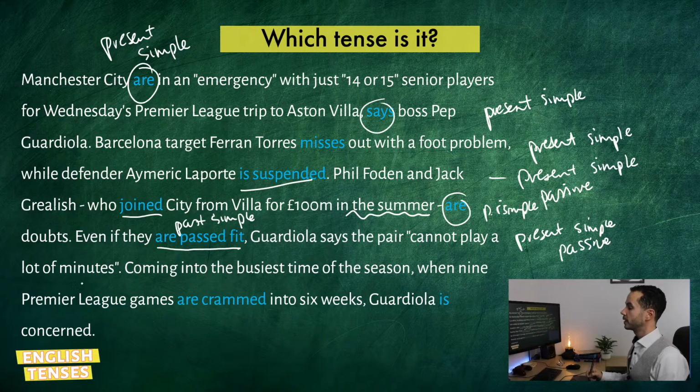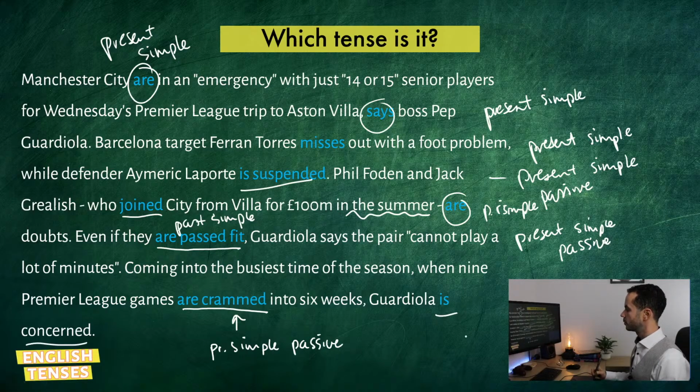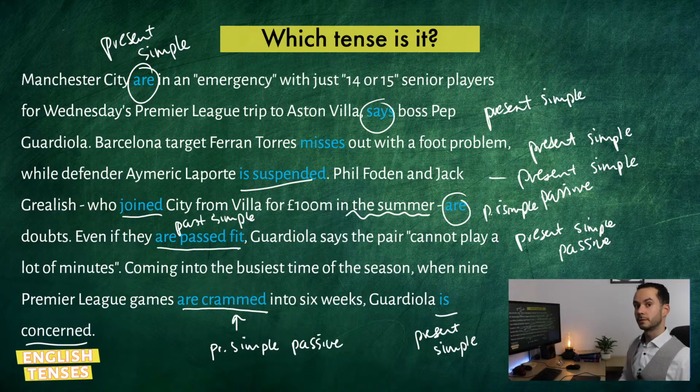Guardiola says the pair cannot play a lot of minutes coming into the busiest time of the season, when 9 Premier League games are crammed into 6 weeks. Guardiola is concerned. We have "are crammed" here because it's present simple passive. It is crammed by someone else, so there is no subject that can be the agent. So, present simple passive. And "is concerned" is also present simple. He is concerned.